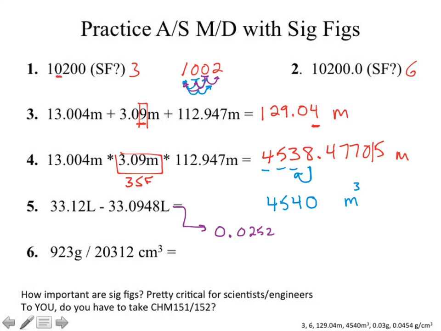0.0252. Let's just throw on some random numbers anyway. Okay, and then our answer is units of liters. What answer do we put in as our official answer?